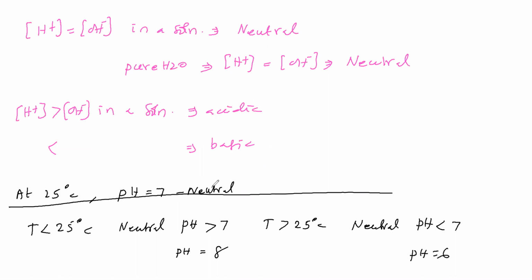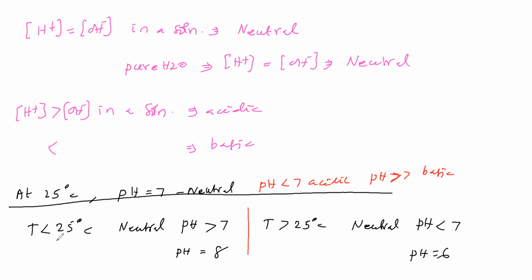pH is equal to 7 for a neutral solution or pure water at 25 degrees Celsius. If you change the temperature, the pH of a neutral solution will change. Now, at 25 degrees Celsius, pH is equal to 7 for neutral, pH is less than 7 for acidic, and pH is greater than 7 for basic.